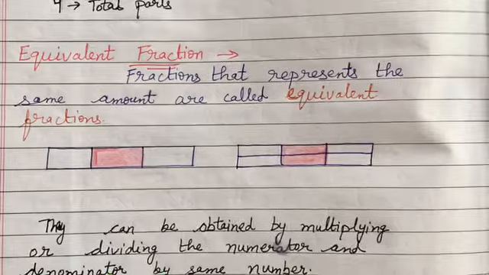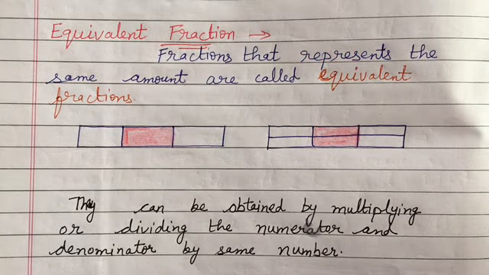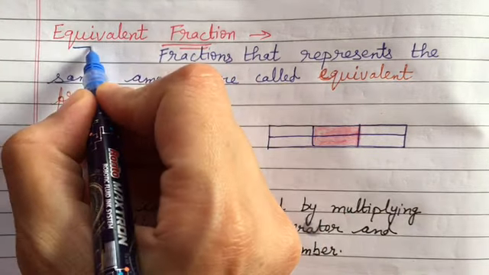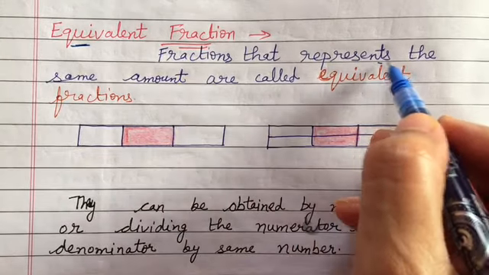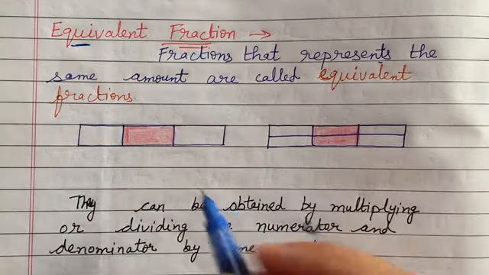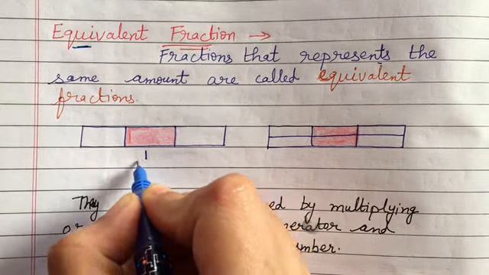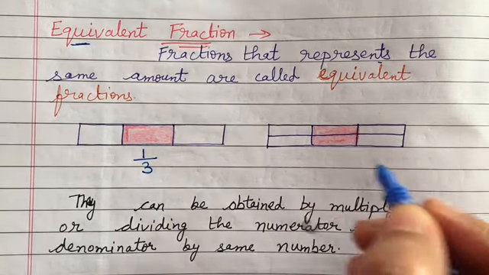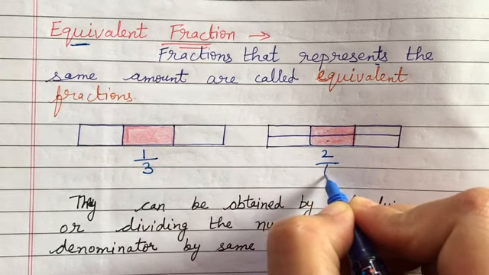The next thing that comes under this is: what is an equivalent fraction? Equivalent means equal, which seems to be equal. Fractions that represent the same amount are equivalent fractions. For example, what is the fraction for this? 1 is colored and total are 3. Fine. And what is the fraction for this? 2 are colored and total are 6.